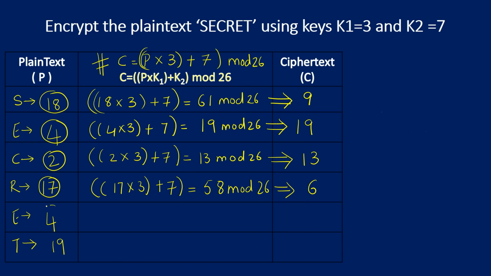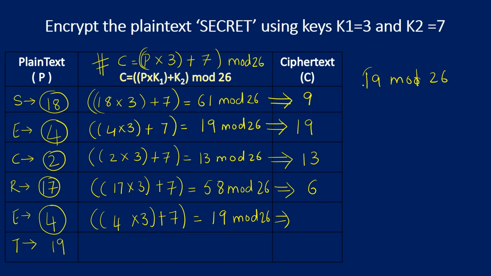Now the next number which I want to encrypt is 4. So I do 4 into K1, that is 3, plus K2, that is 7. The result of 4 into 3 plus 7 comes out to be 19 mod 26. By now you know how to do 19 mod 26. Since 19 is less than 26, there is no need of doing modular arithmetic. 19 mod 26 is directly equal to 19.